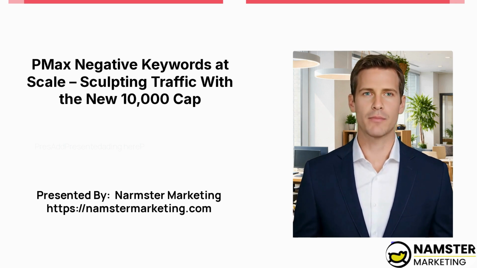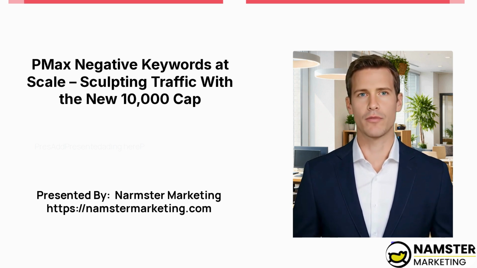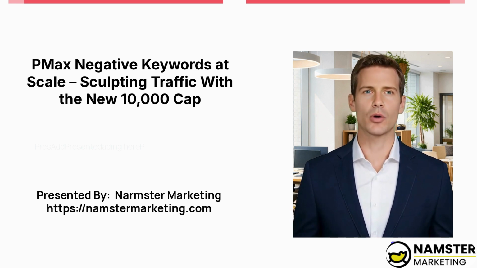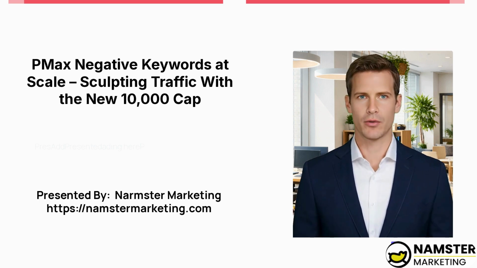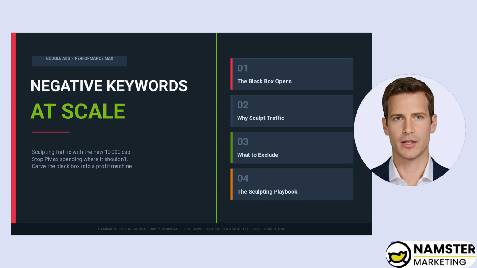Today we are exploring a paradigm shift in Google Ads optimization titled Negative Keywords at Scale. For years, Performance Max was often criticized as a black box, a powerful algorithm that lacked the transparency and control needed for professional precision. However, the landscape has changed. With the introduction of the 10,000 negative keyword cap, we now have the ability to sculpt traffic with unprecedented accuracy. Our goal today is to understand how to stop PMax from spending where it shouldn't and how to carve that black box into a high-performance profit machine.